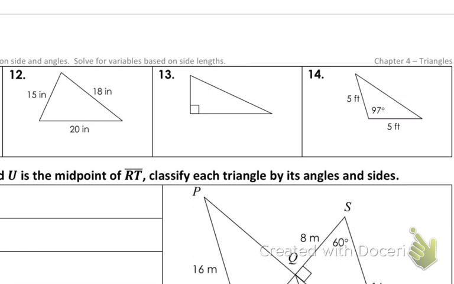Obtuse, right, or acute? Yes, it's one of those. Which one is it for number 12? It's acute. Do we have any sides that are the same length? No. No, so that's acute. Scalene. And it is a triangle.